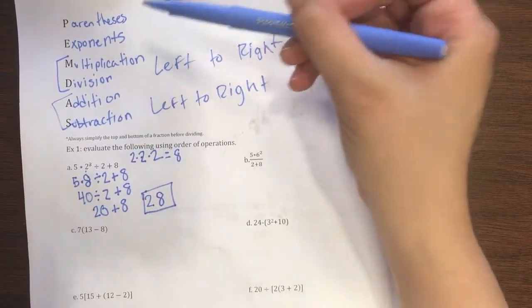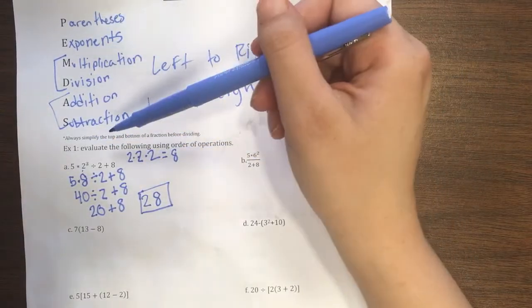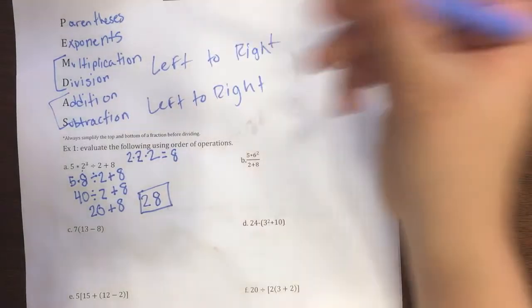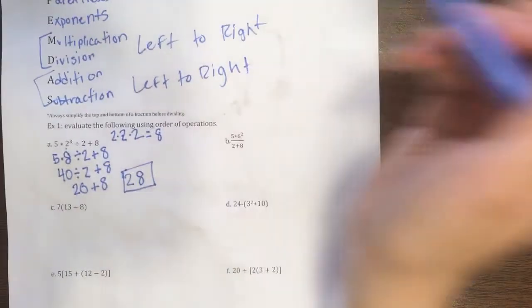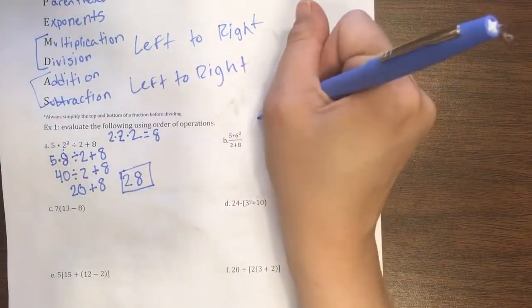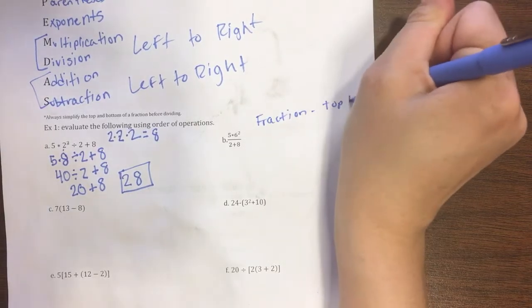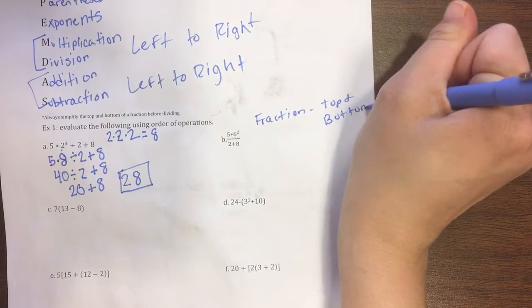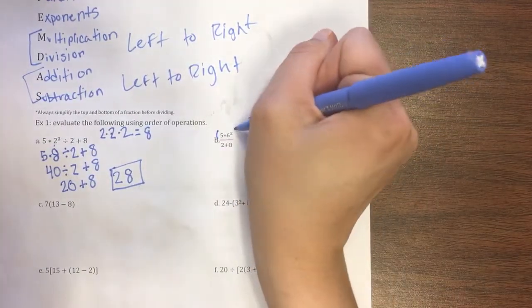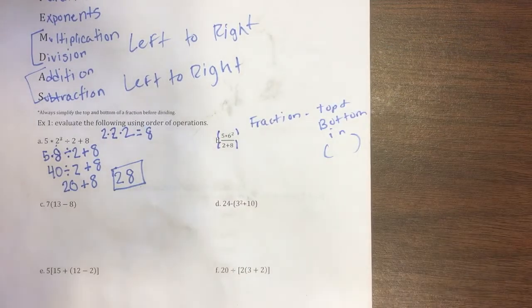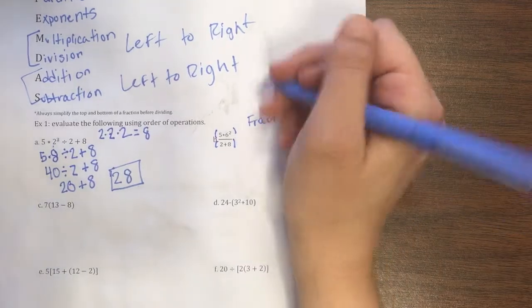Make sure that you are always following these steps. A lot of students will get messed up and start doing addition and subtraction before they even do any type of parentheses or exponents. Let's go ahead and do a couple more examples. On letter B, whenever you have a fraction, treat the top and bottom as if they're in parentheses. Okay, you're always going to simplify the top and the bottom separately before you do any division. That's very, very important.